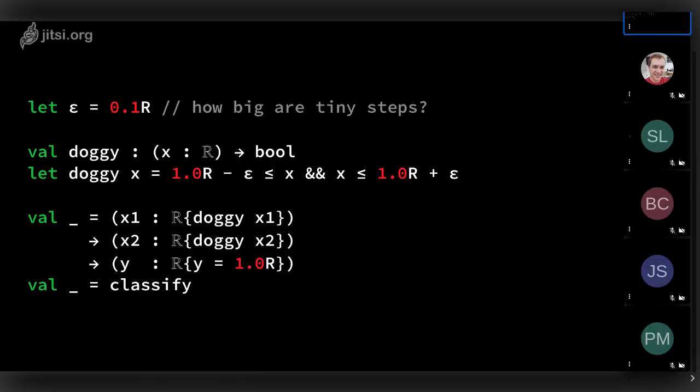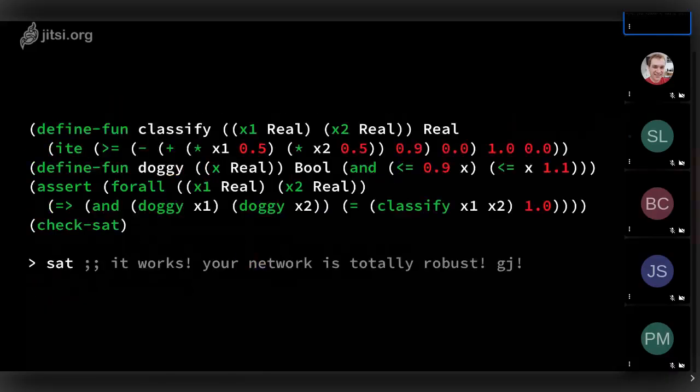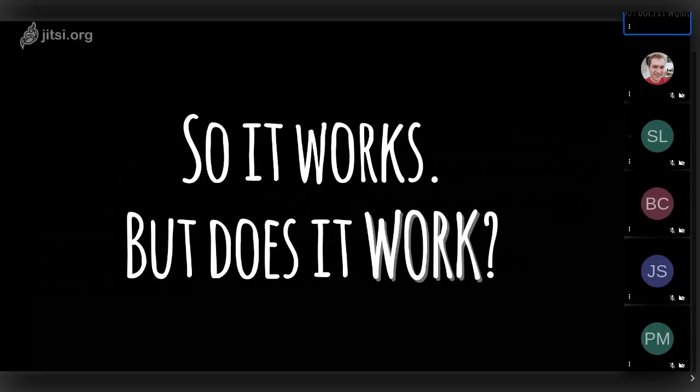And then when we type check our program, F* compiles all this stuff down to Z3, and it emits some Z3 Lisp stuff, which you can see here in an idealized manner. And then Z3 replies sat. Yes, this is correct. This network is robust around doggies. Good job. So concluding our example, that works.